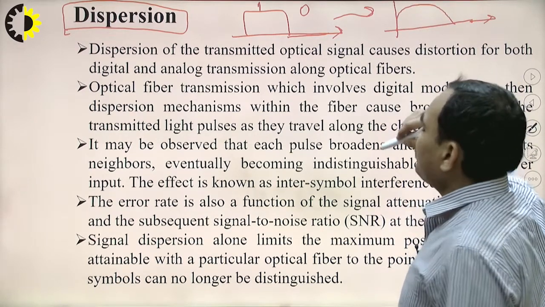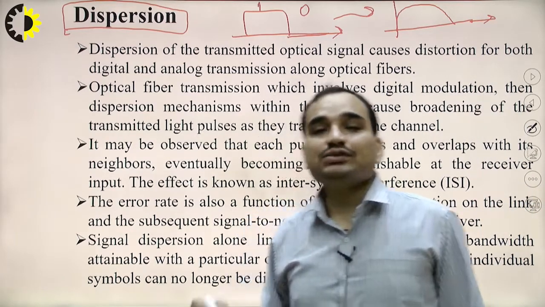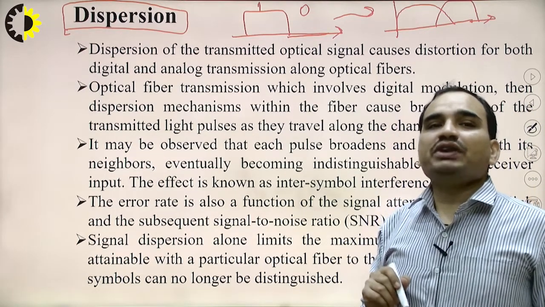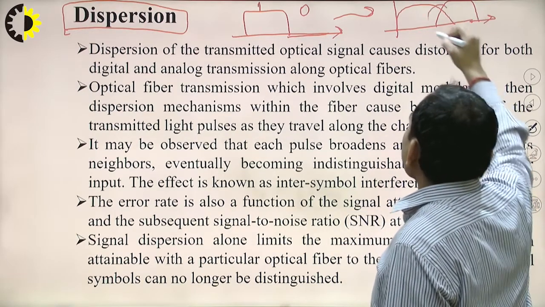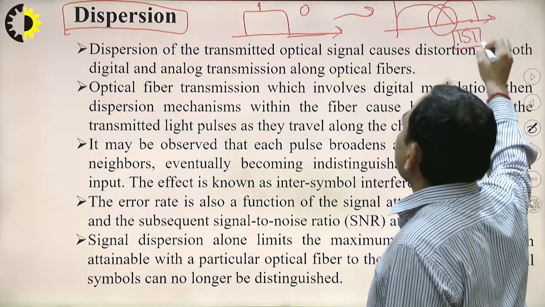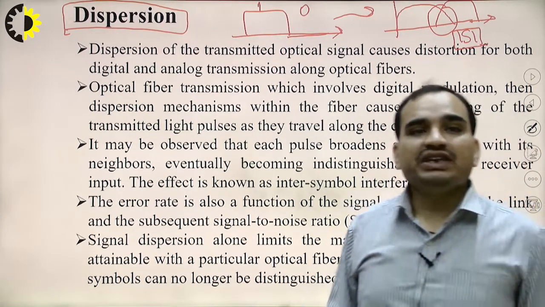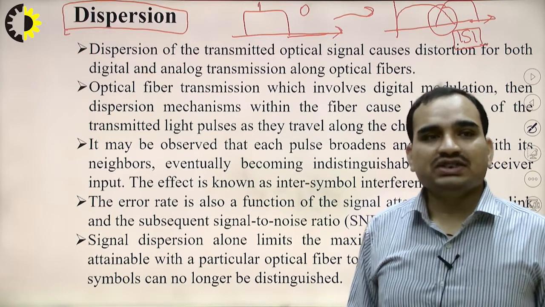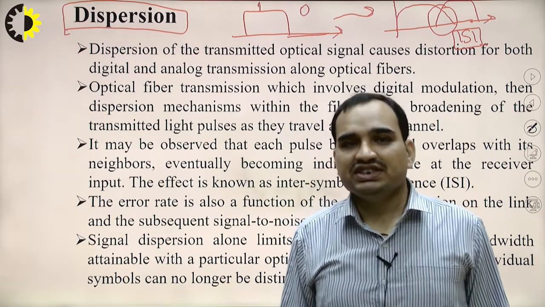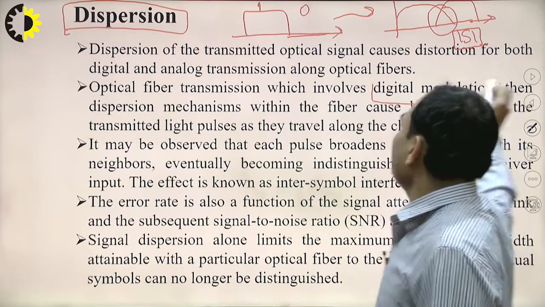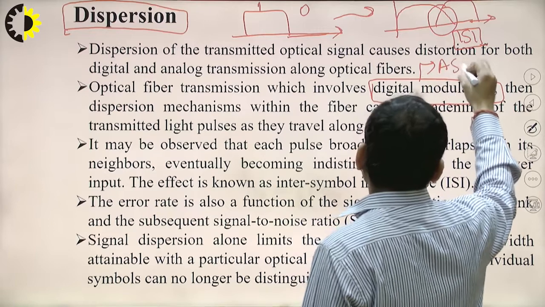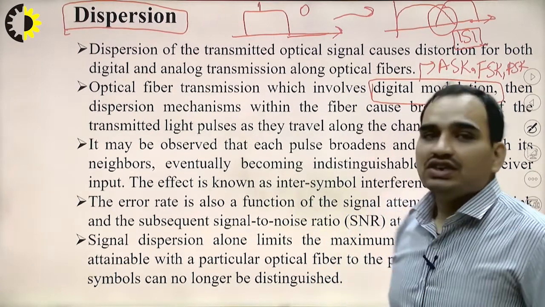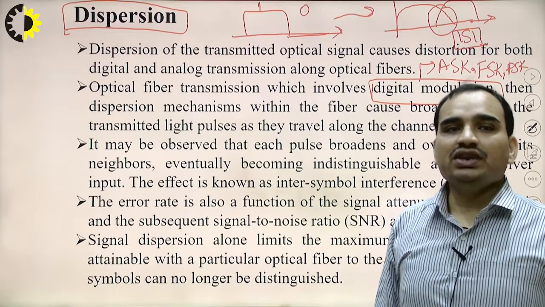Now due to this broadening, if we are transmitting a pattern of pulses, these pulses may overlap with the consecutive pulses. This overlapping of the pulses will cause inter-symbol interference, that is ISI. So the dispersion of the transmitted optical signal causes distortion for both digital and analog transmission along the optical fibers. Optical fiber transmission involves digital communication in the form of ASK, FSK or PSK, that is phase shift keying. So it may be amplitude shift keying, frequency shift keying or phase shift keying.